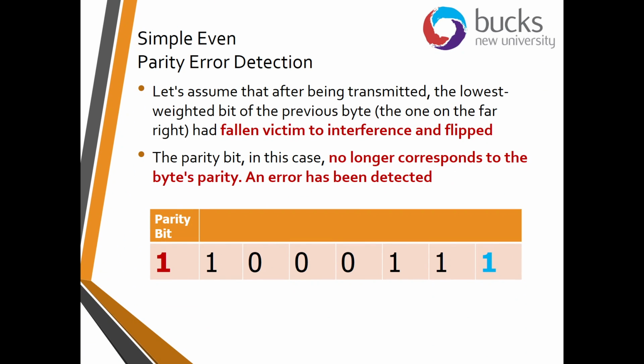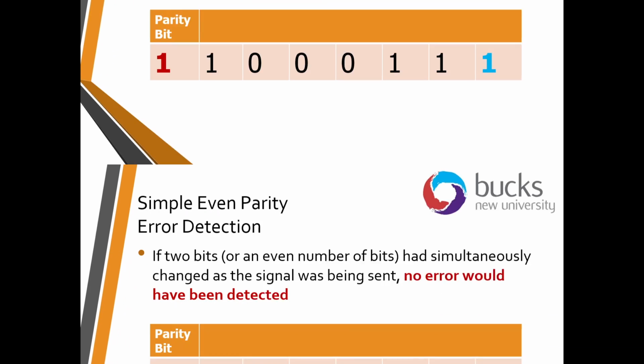So if we assume that after being transmitted, the lowest weighted bit of the previous byte, the one on the far right, had fallen victim to interference, either electrical or within the radio signal, depending on how it's being transmitted, and if it changes in what's received, so it flips from a 0 to a 1, the parity bit in this case no longer corresponds to the byte's parity. So an error is detected. So we're detecting the error, but we're not able to understand which bit has been impacted. So we know there's an error, we just don't know which bit it is.